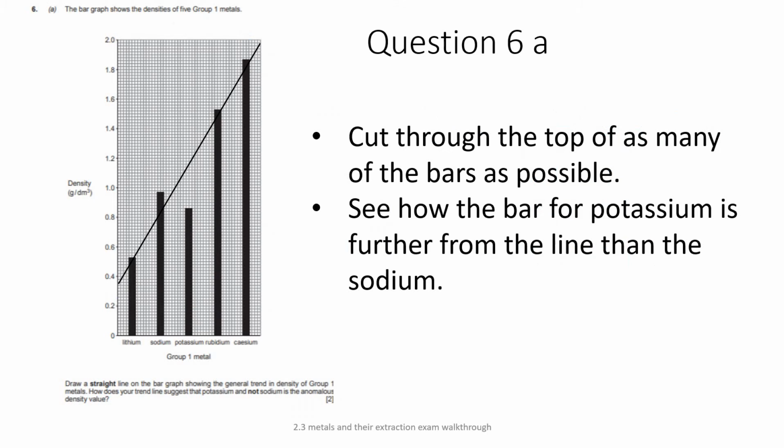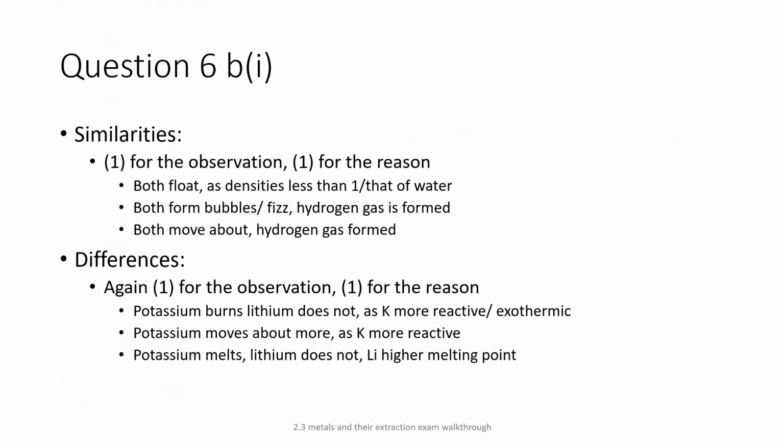Let's get going. So the first question, question 6, you start by drawing the line of best fit through the top of as many bars as possible. You see this one goes through 3 of them, which is probably what you want to do. And we can also see how the second line, if it goes through the potassium bar, it cannot go through the other bars, whereas if there was one that goes through the sodium bar, it would be much closer to the line of best fit. So that's the first one.